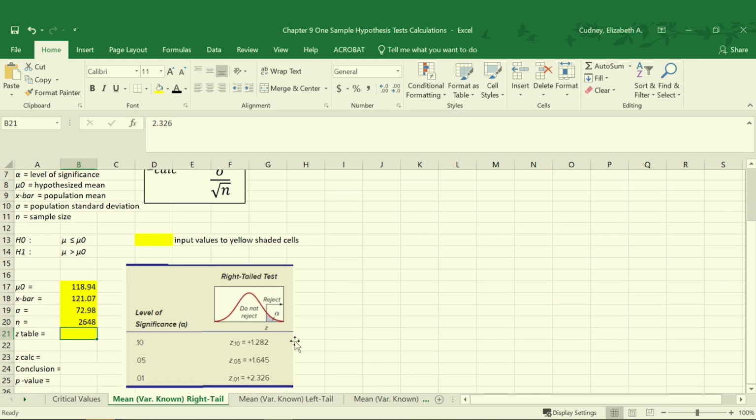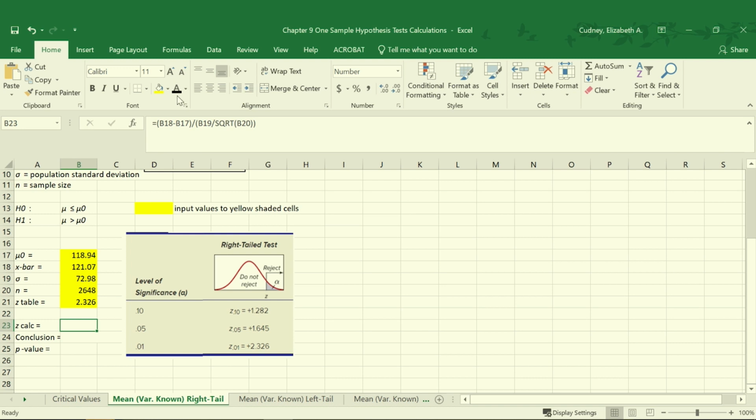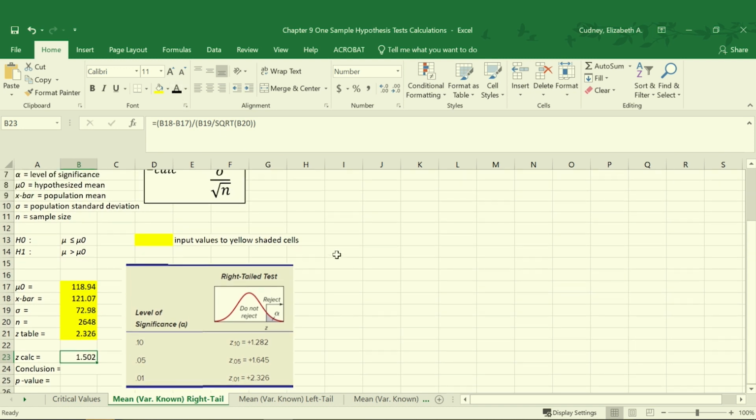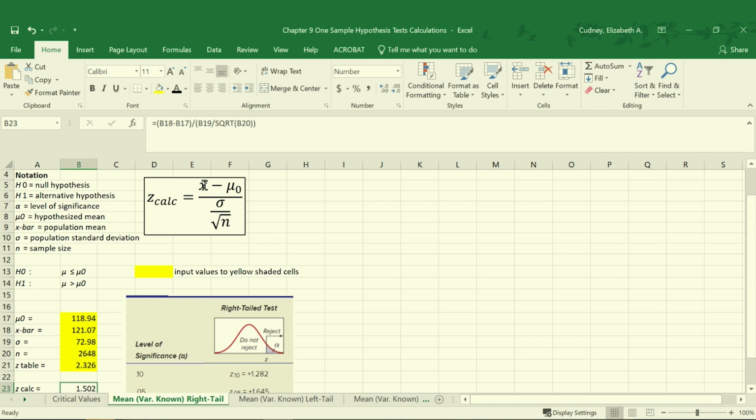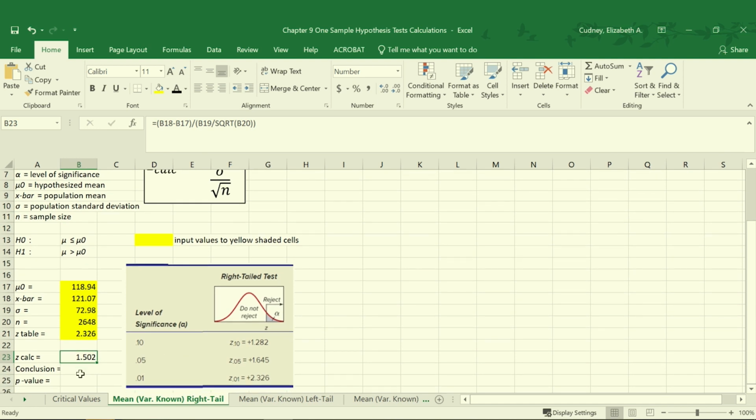From our Z table, we know that we're looking at an alpha value of 0.01. So our Z table value is going to be positive 2.326. For our Z calculation, we're using the equation of X bar minus mu0 divided by our standard deviation over the square root of n. So within our formula, that gives us a Z calc value of 1.502.